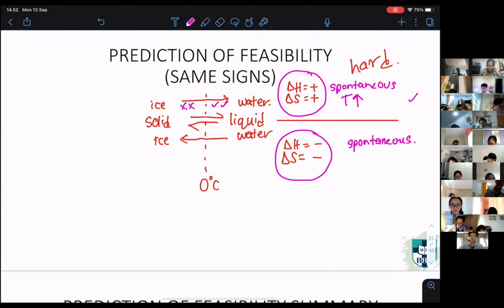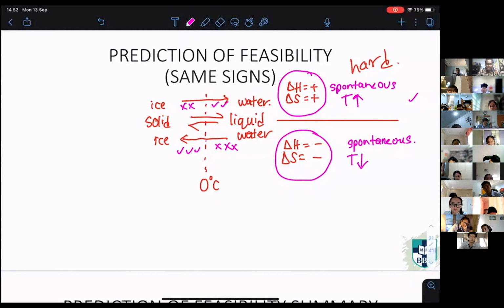And for this one, water changing into ice, it will be spontaneous under what condition? It must be below 0. Then only it will change into ice. So this one is non-spontaneous at high temperature. It will be spontaneous at lower temperature.